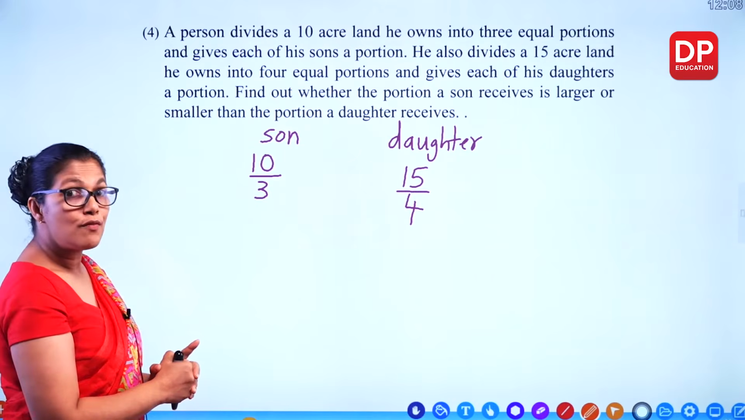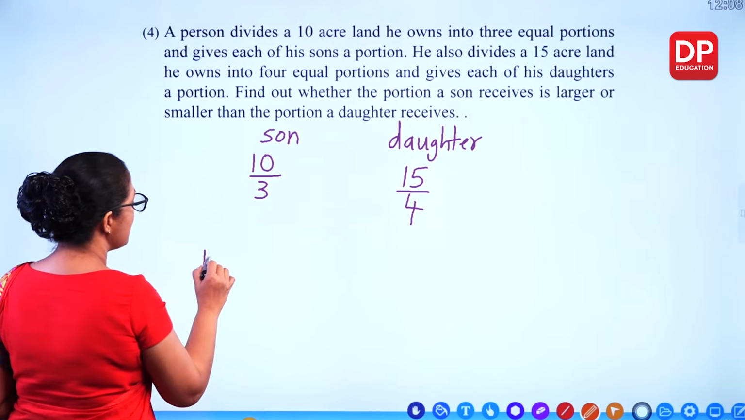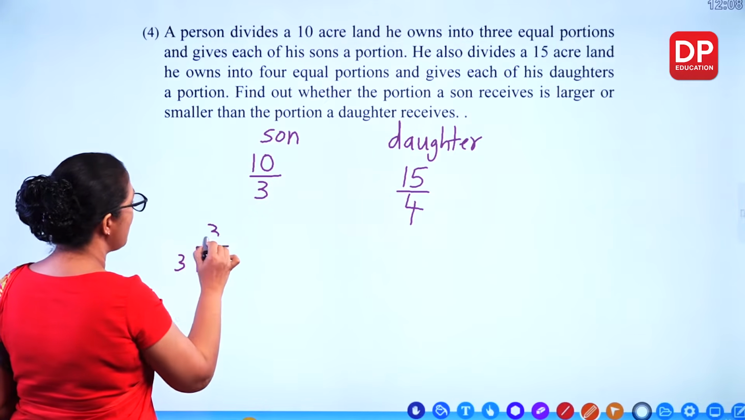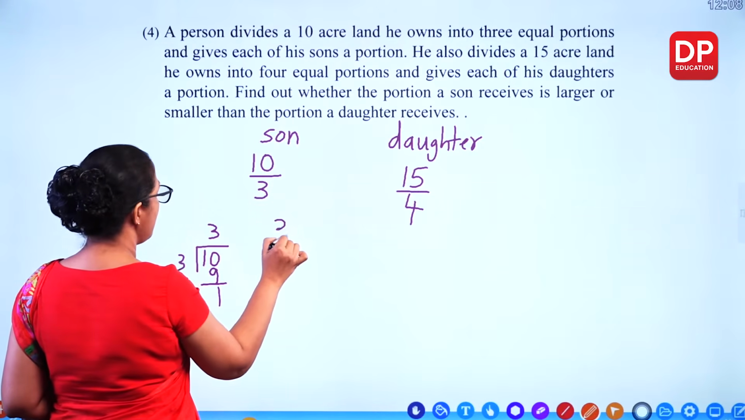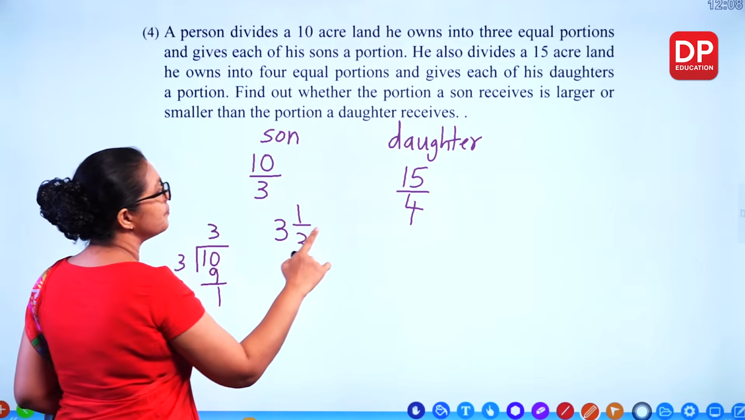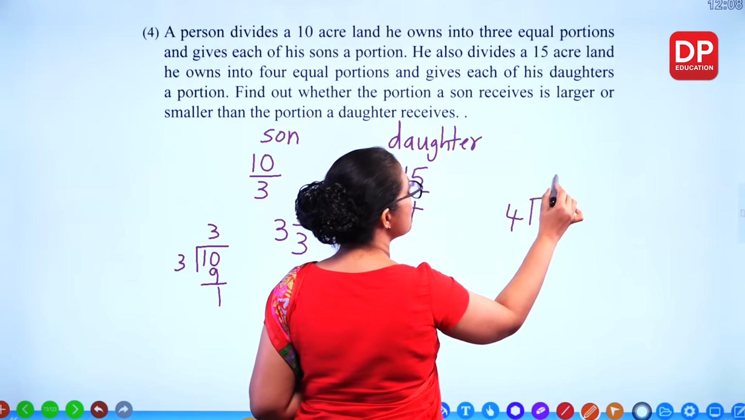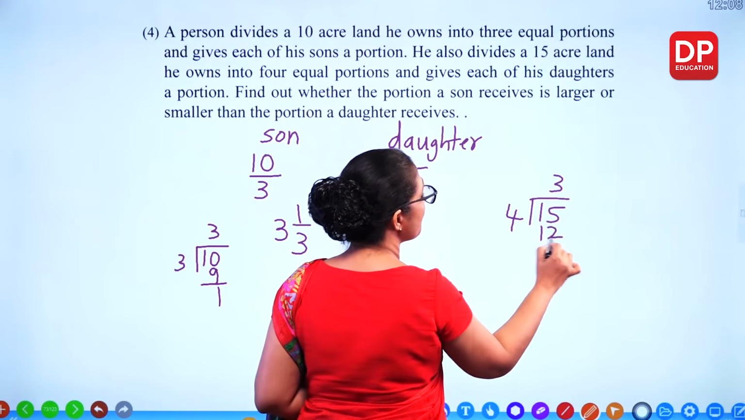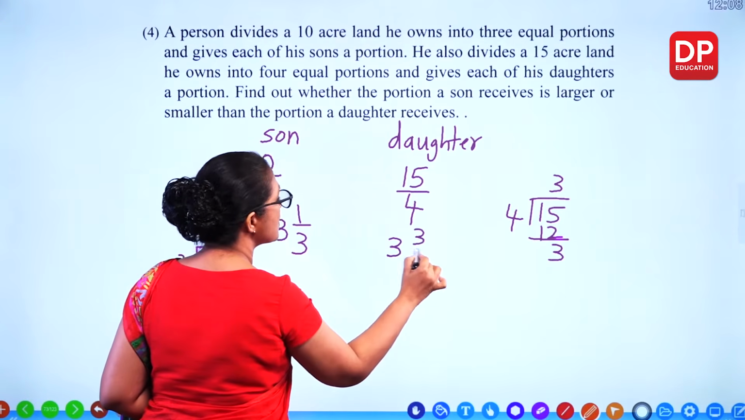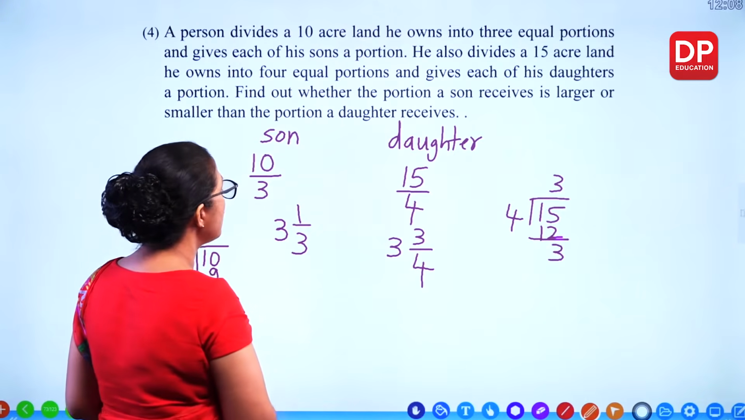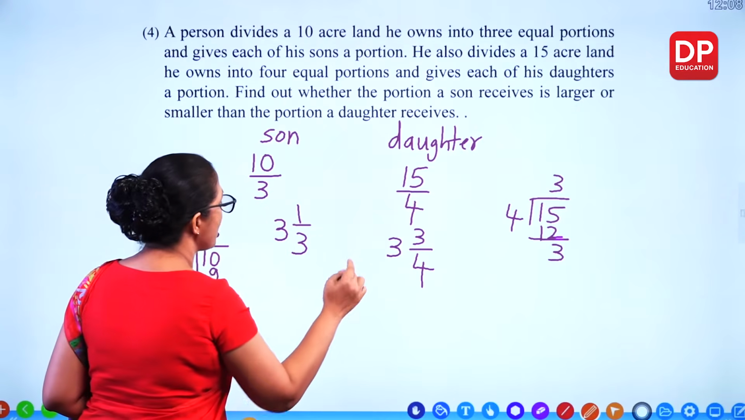So first we can convert to a mixed number. 10 over 3. That means 10 divided by 3. You get full 3 parts and 1 remaining. So I can write 3 and 1/3. 15 over 4. 15 divided by 4. 4 times 3, 12. And 3 parts remaining. 3 is there, 3/4. Now, still you can't compare because 3 is the same. Now you can look at the fractional part.